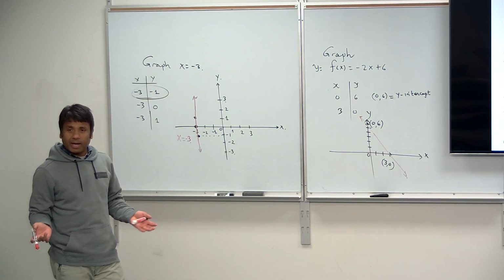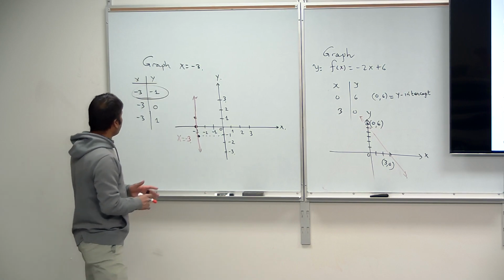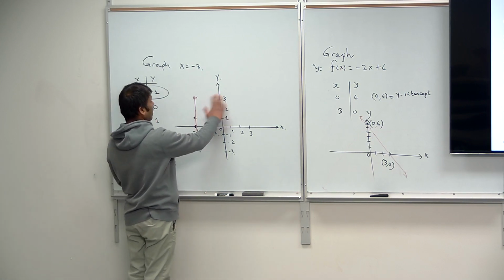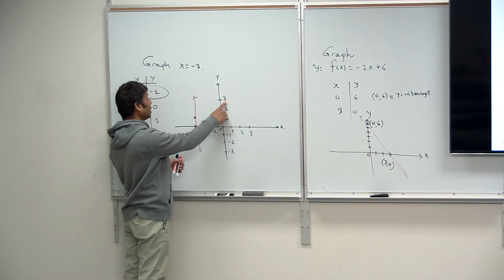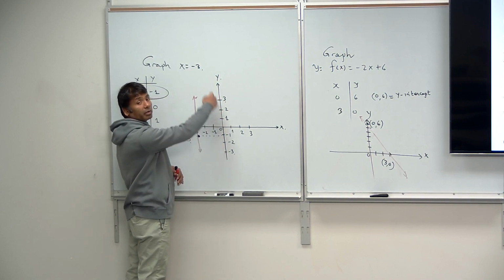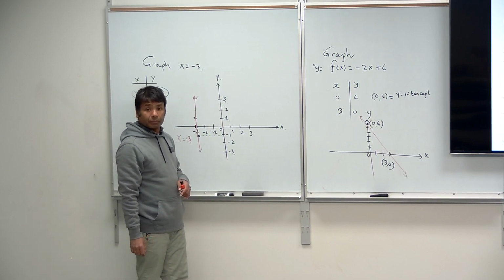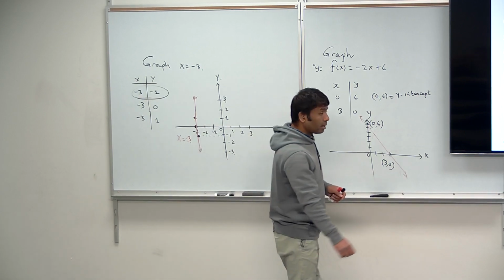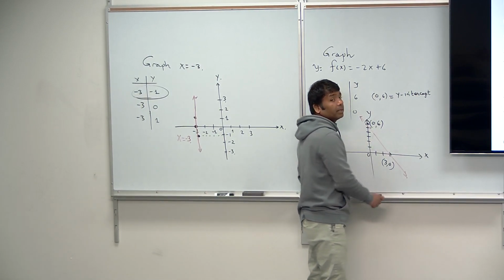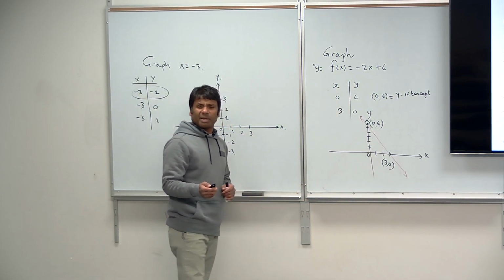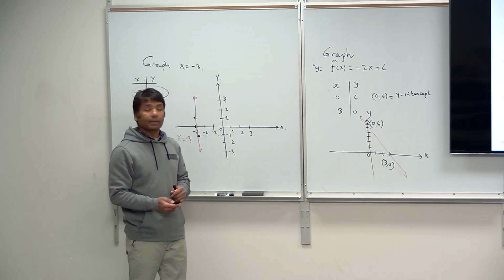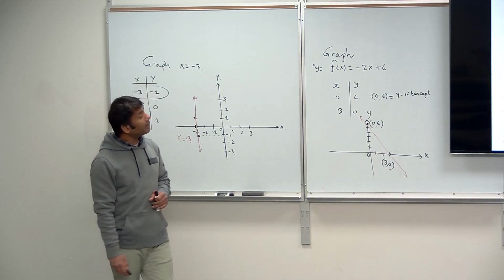And you see that the domain is -3. The range is the y value. For x equal to -3, your y value can be any number from the y-axis, right? So that's why the range is negative infinity to positive infinity. Did that make sense here? Does that make sense? Okay, yeah.